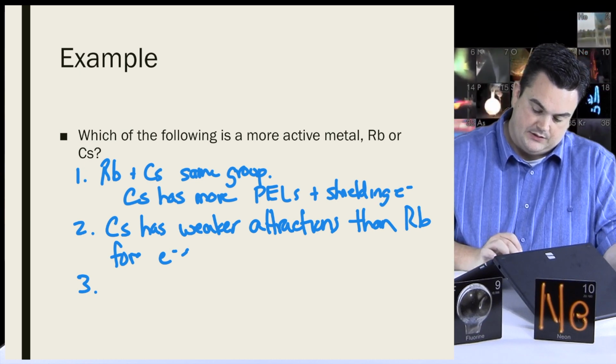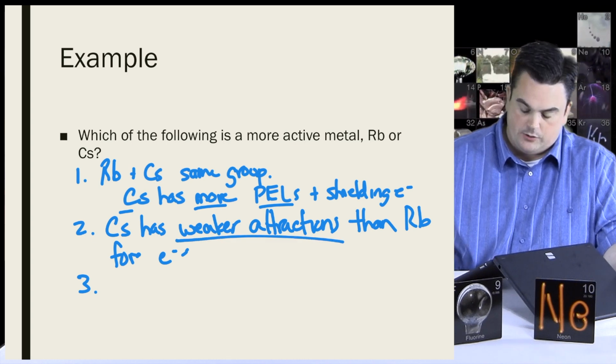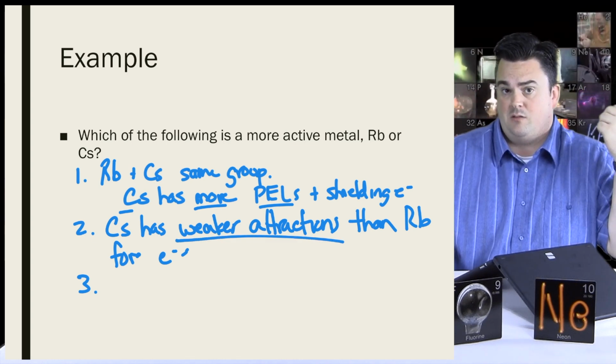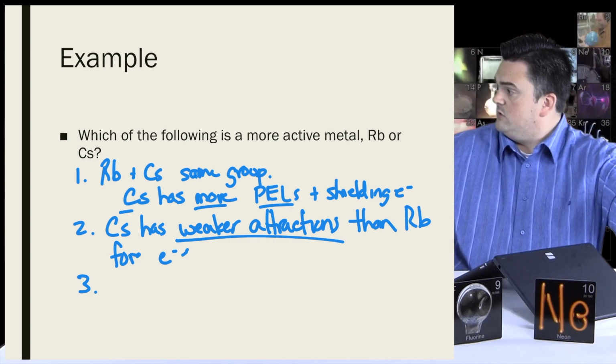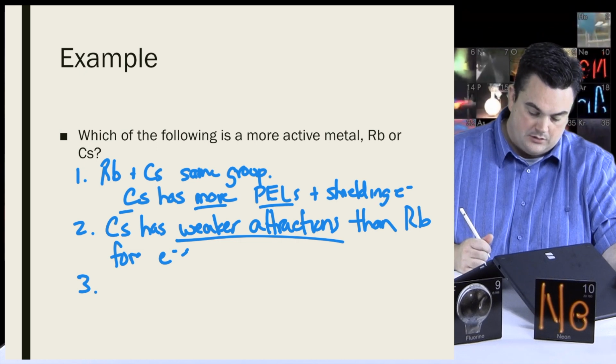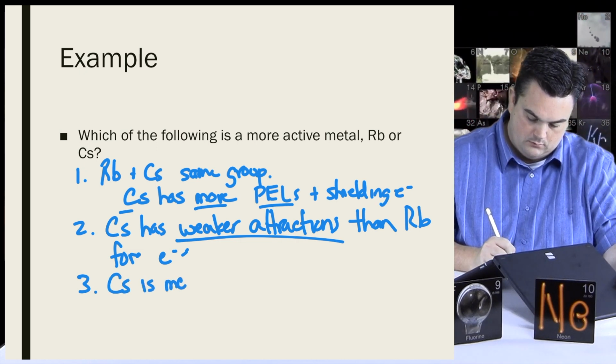Well, since Cs has more PELs, that means it has a weaker attraction. And if it has a weaker attraction, that must mean that those electrons can be lost quicker. Good. Makes sense? Yeah. So Cs is more likely to lose electrons. Good. And that would make it the more active metal.